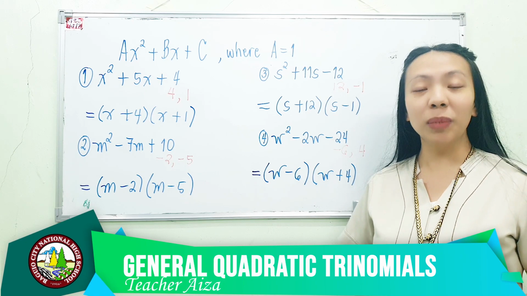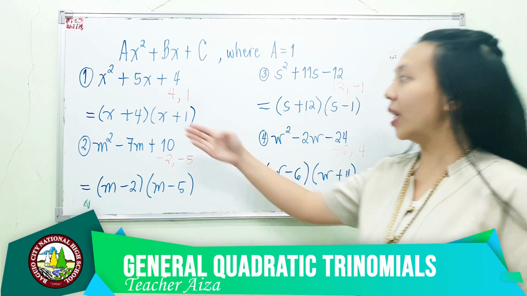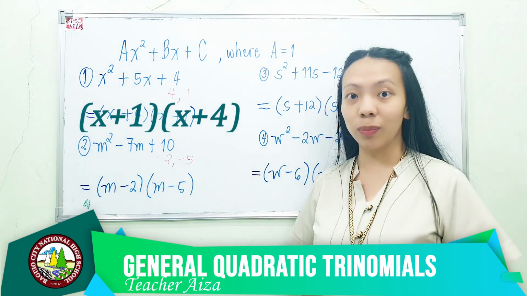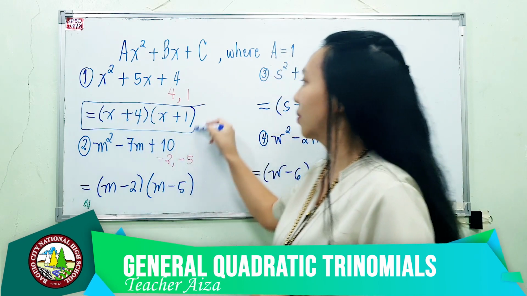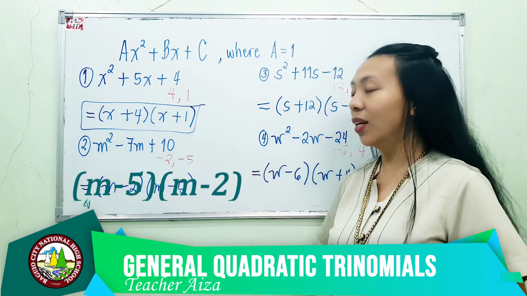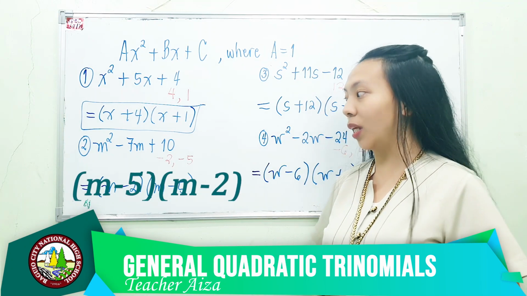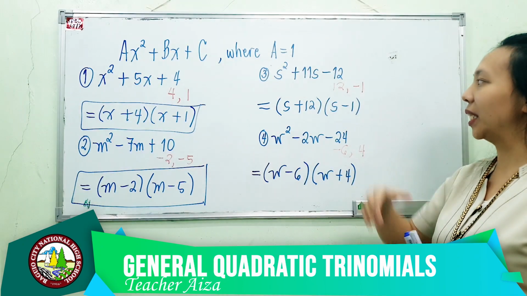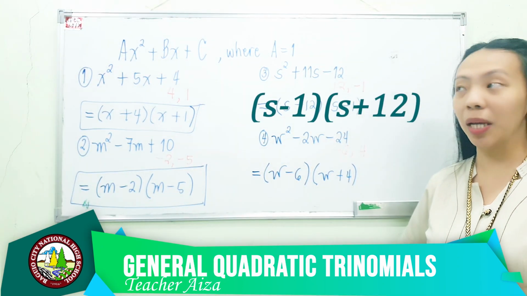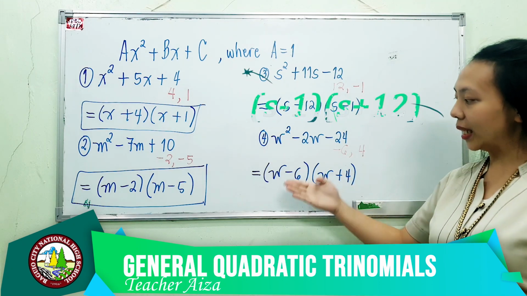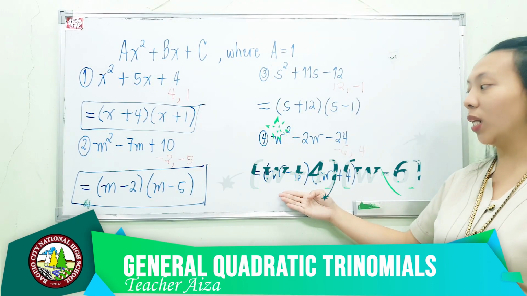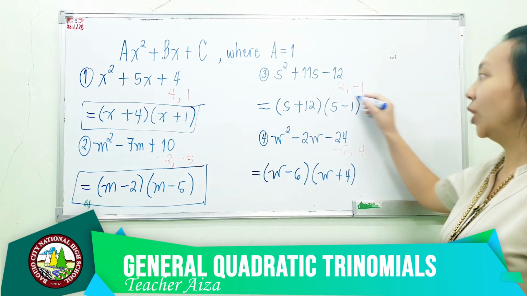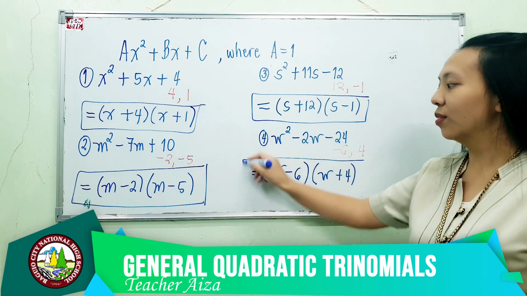Take note that since multiplication is commutative, these factors could actually be written as the quantity x plus 1 times the quantity x plus 4. This can be rewritten as the quantity m minus 5 times the quantity m minus 2. This can be written as the quantity s minus 1 times the quantity s plus 12. And lastly, we can have here the quantity w plus 4 times the quantity w minus 6. You can check your answers using the FOIL method.